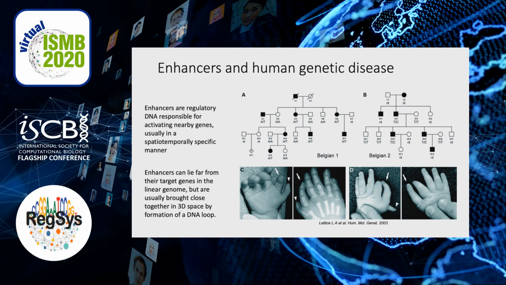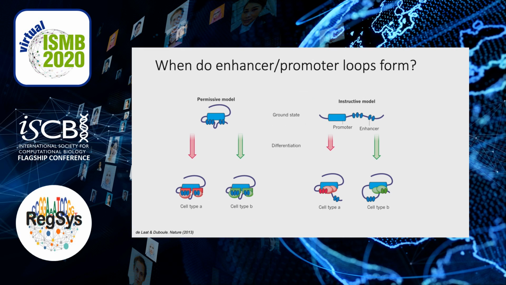Even though it's very far in the DNA sequence, what happens here is that there's a DNA loop which is formed in the 3D space of the nucleus that brings this enhancer close to the target gene that it regulates. And one of the key questions in the field really is, how does this looping between enhancers and promoters work? So when are the loops formed?